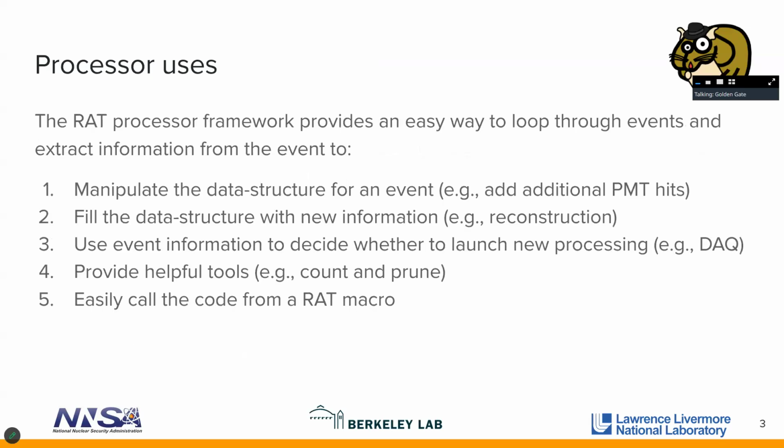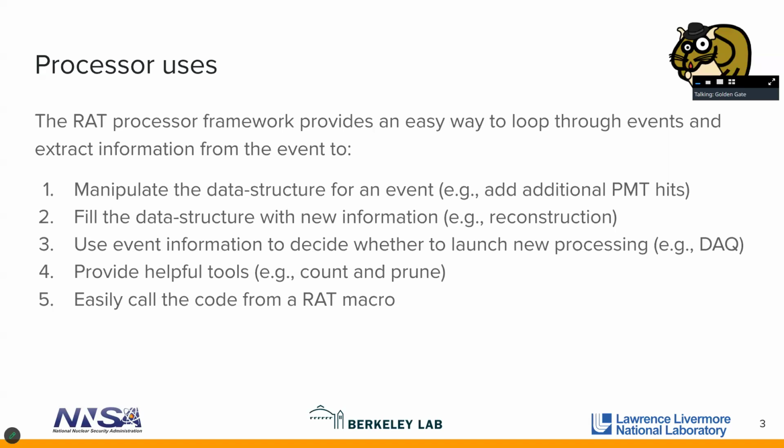So why would you use a processor? Well, it's a framework in RAT that gives you an easy way to loop through the events and extract information about them. Again, you would do this to manipulate the data structure for the event. For example, the dark noise processor that I'll talk about adds additional PMT hits, specifically dark noise hits. You might want to fill the data structure with some new information. For example, reconstruction algorithms are written as processors. They take in some information about the event and then write to the data structure some reconstructed quantities, like the fitted time and position of the particles.